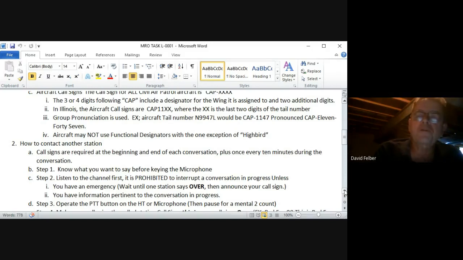First thing, and this is most important for anything, know what you're going to say before you key the microphone. I don't know how many times I saw someone key a microphone and then start muttering, well, what am I supposed to say? You're announcing that over the air, you're taking up channel space. Know what you want to say before you key the microphone.